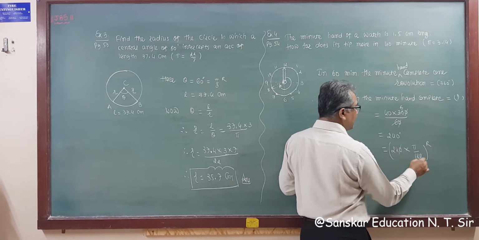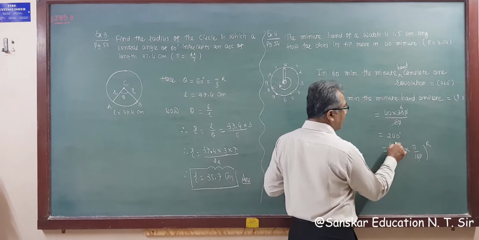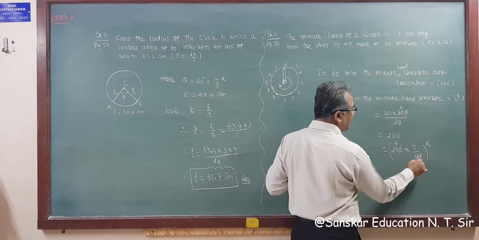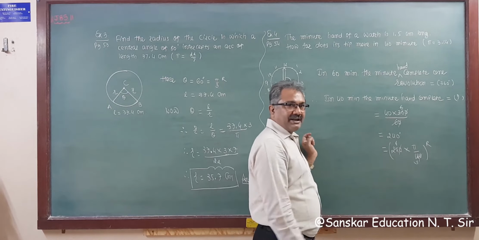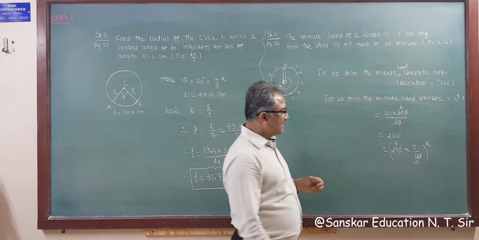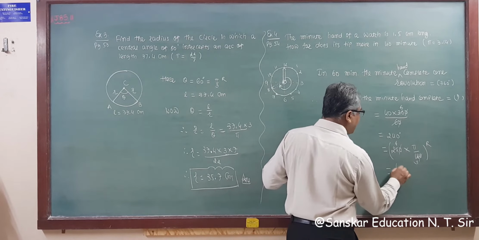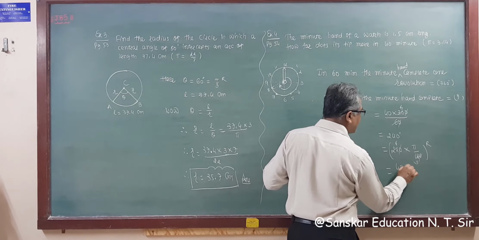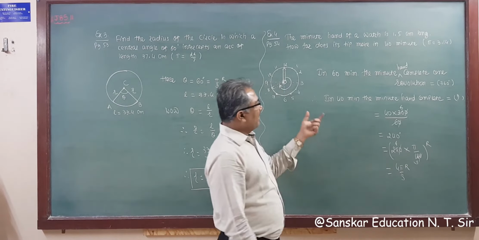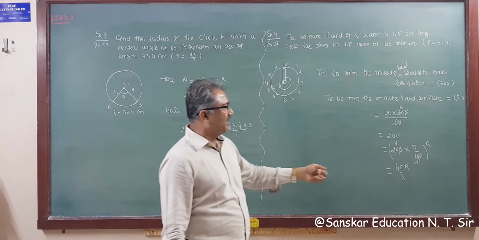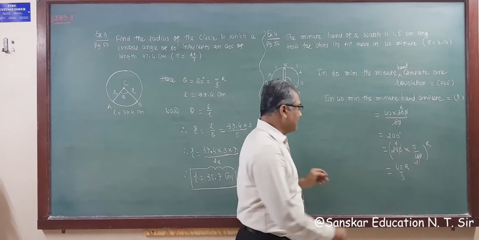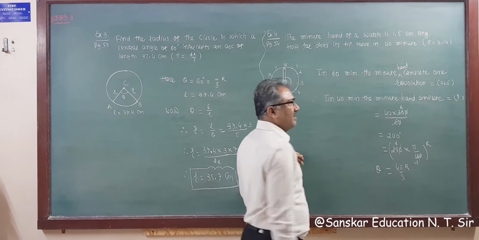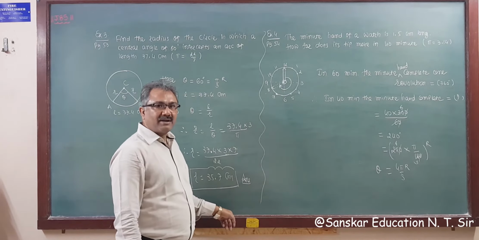So this 0 will cut, 6 4s are 24 and 6 3s are 18, 180, right? So what is your answer? 4 pi by 3 radian. So in 40 minutes, the minute hand completes 4 pi by 3 radian. That is your theta. So theta is 4 pi by 3 radian.